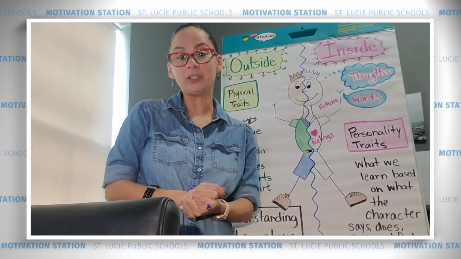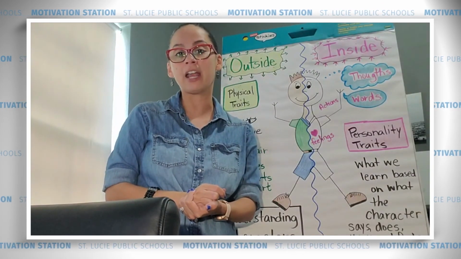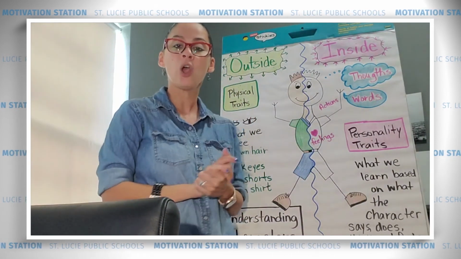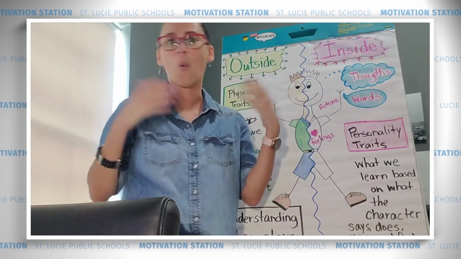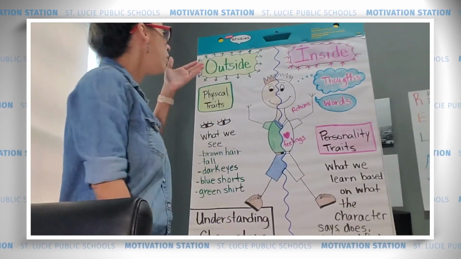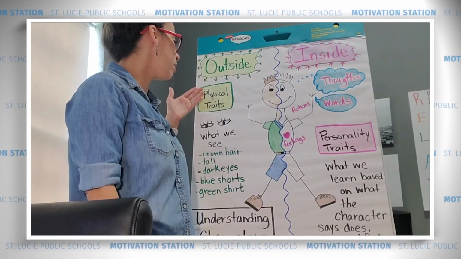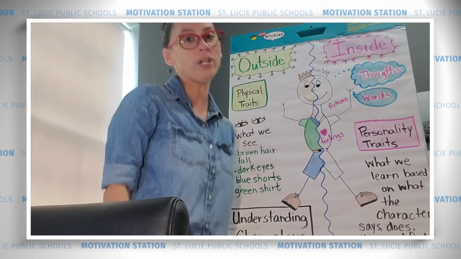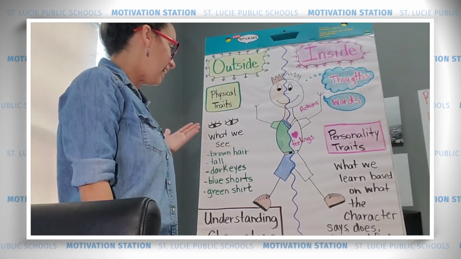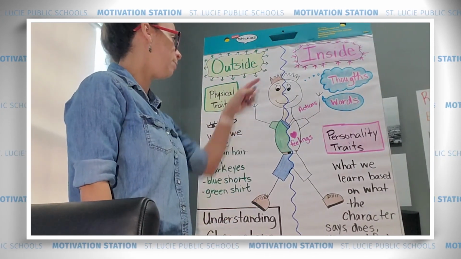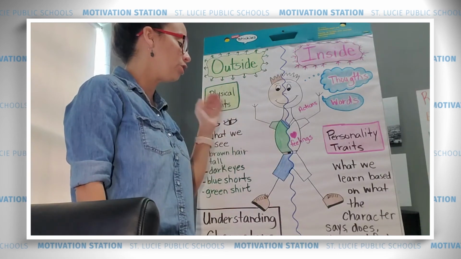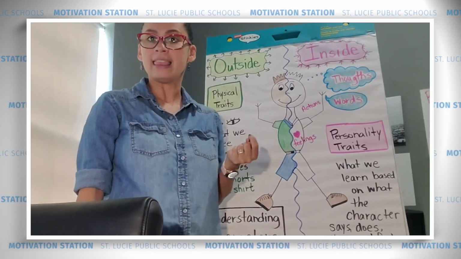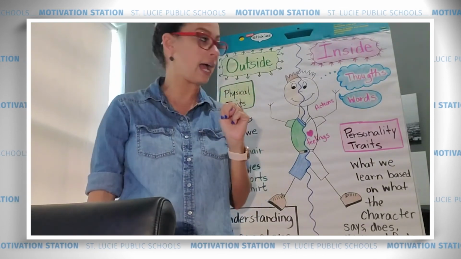One of the things that we're going to be looking at today is understanding characters. And there's two things that we look at when we're trying to understand characters. We look at their outside and their inside. What does that mean? Okay, so when you're looking at the outside of a character, you're looking for physical traits, what you can see with your own eyes. And if you see my wonderful picture, you can see that this boy right here has brown hair. He's wearing a green shirt, blue shorts, and he has dark eyes. That's something that I can see with my eyes.